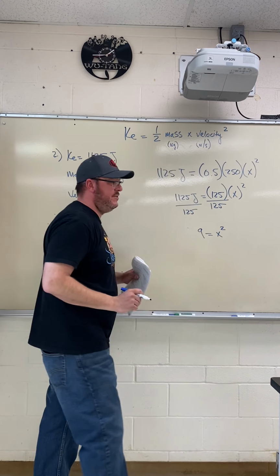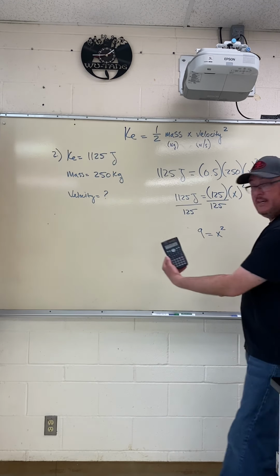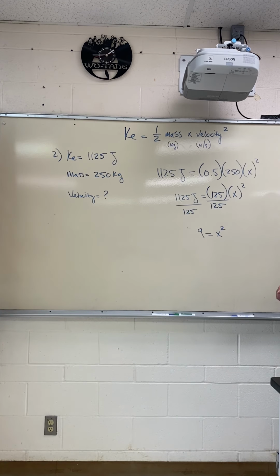So this is what I'm left with. Just to double check as I do this, because I wrote down these notes, I'm going to double check my work because it doesn't ever hurt to do that. You never want to give people the wrong answer. Nope, it is 9. So 9 is equal to x squared. Now I got to get rid of this whole pesky x squared.